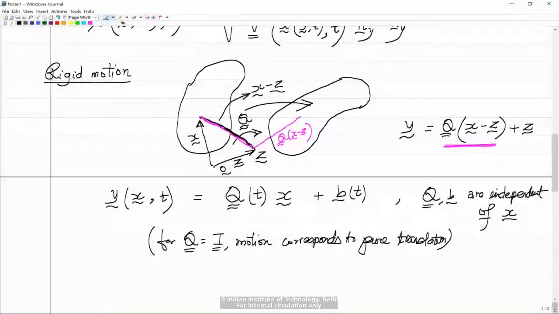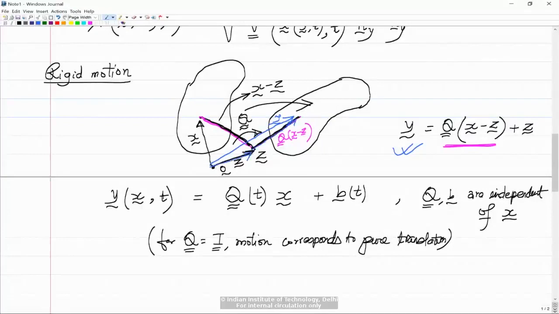Okay. So this part is q times x minus z, and you have to add to it the position from O, this z, and that's giving you the final y. And this is what I wrote here. So y is equal to z plus q times x minus z.